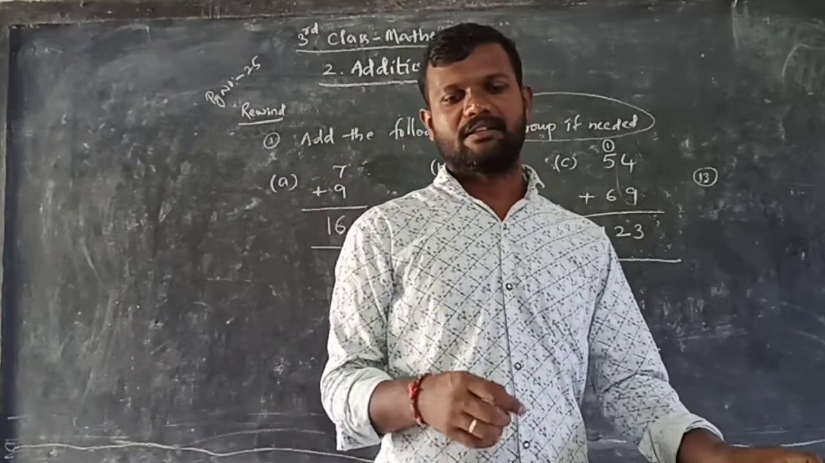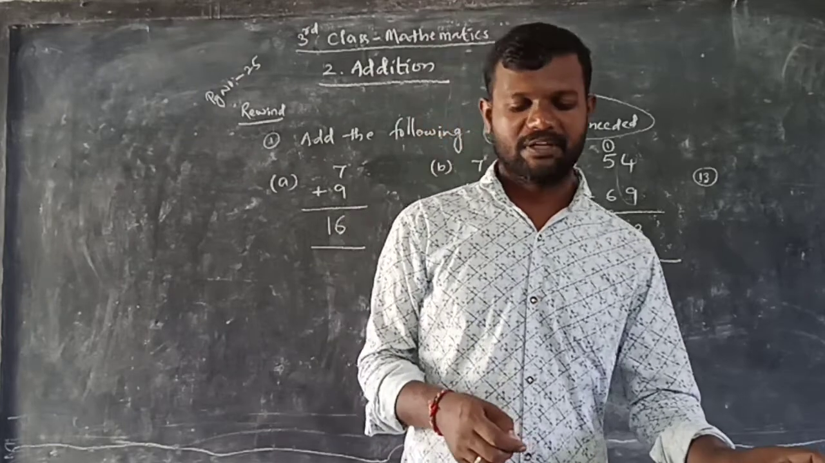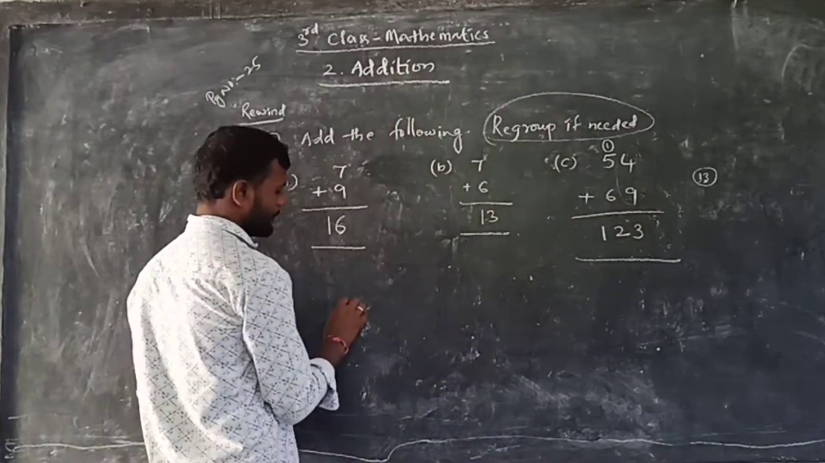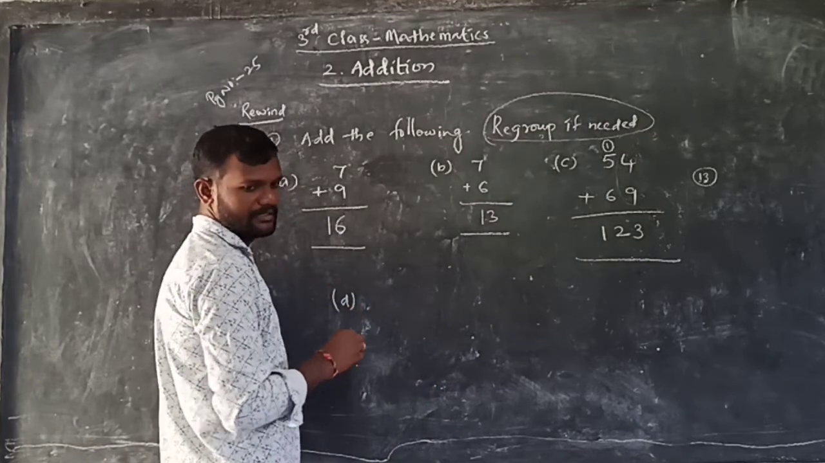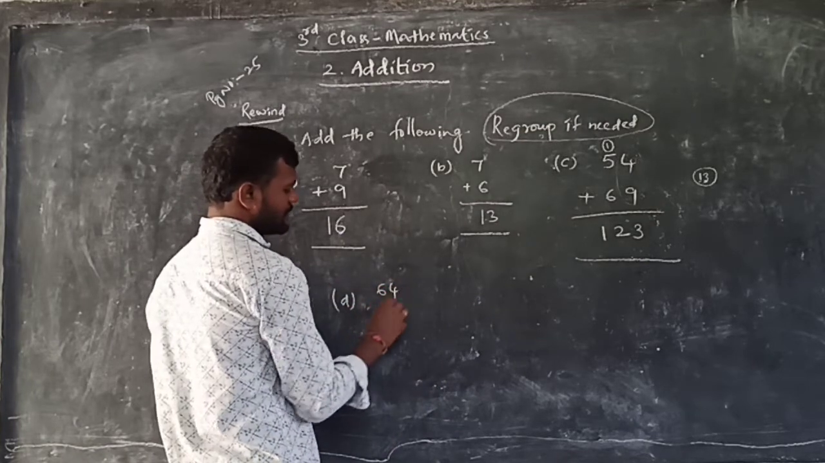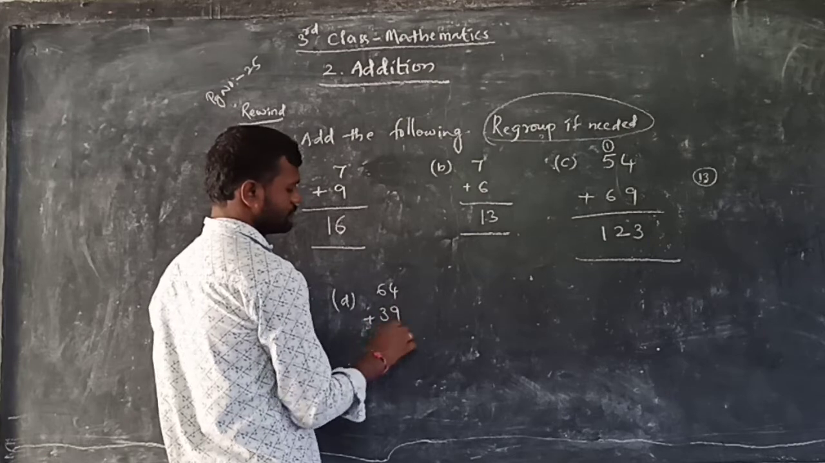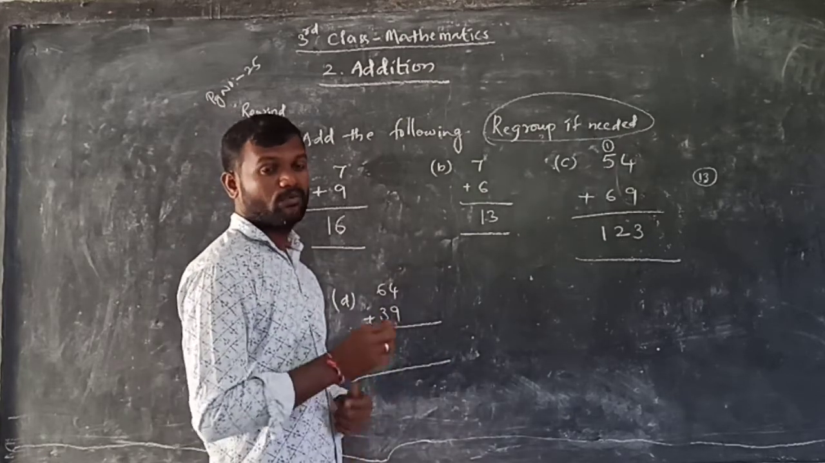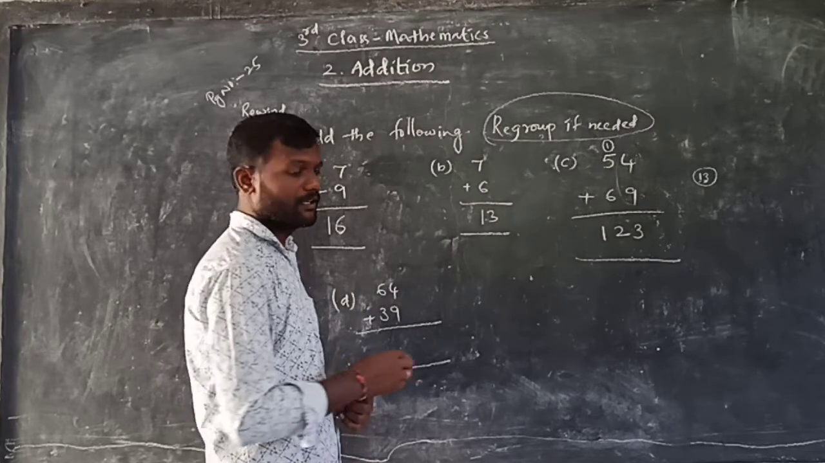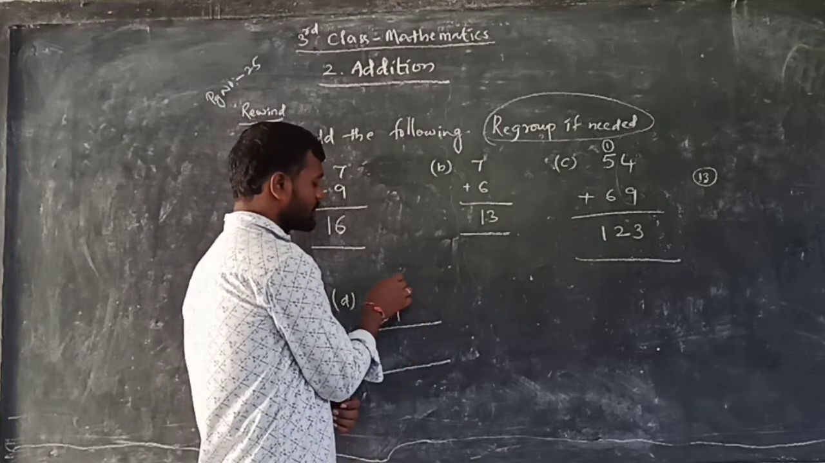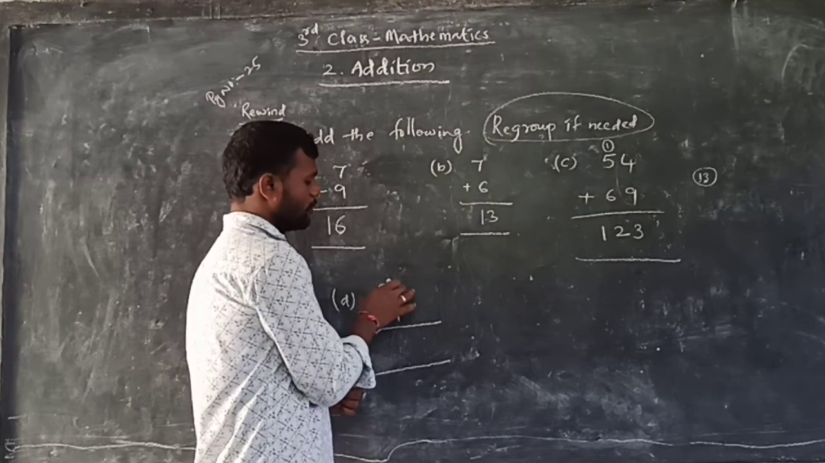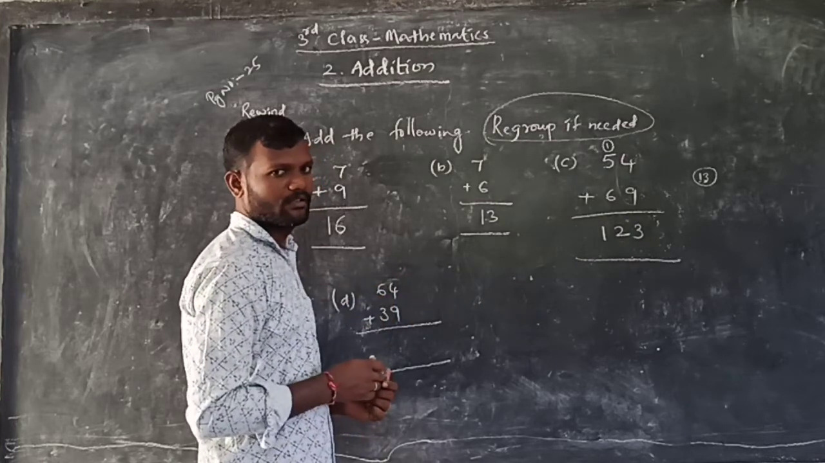Okay, like this we have to add the numbers which are given in our book. So next D example is there. 64 plus 39. How I said to add the 2-digit number? From the right side you should start and come to the left. 4 plus 9. 4 plus 9 means how much?